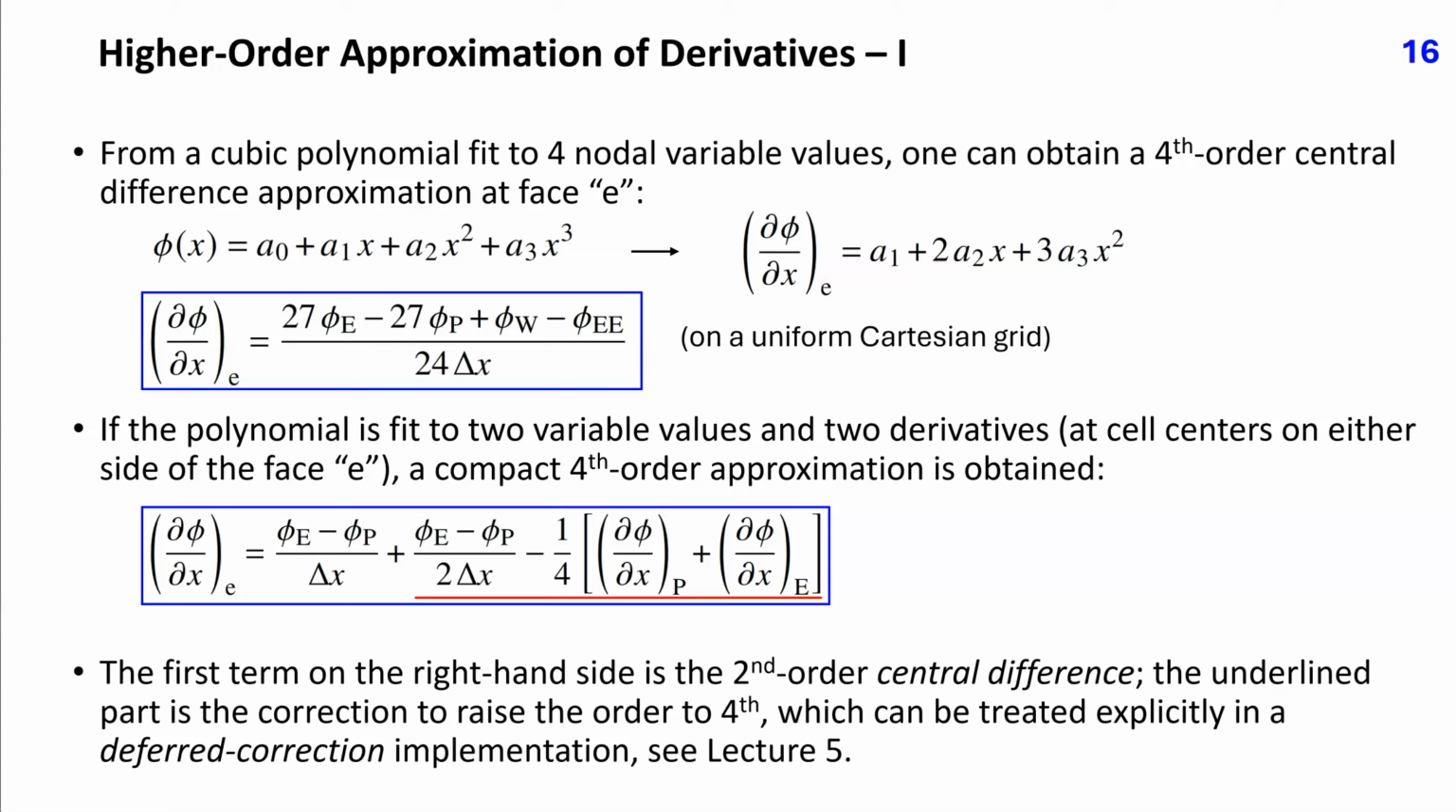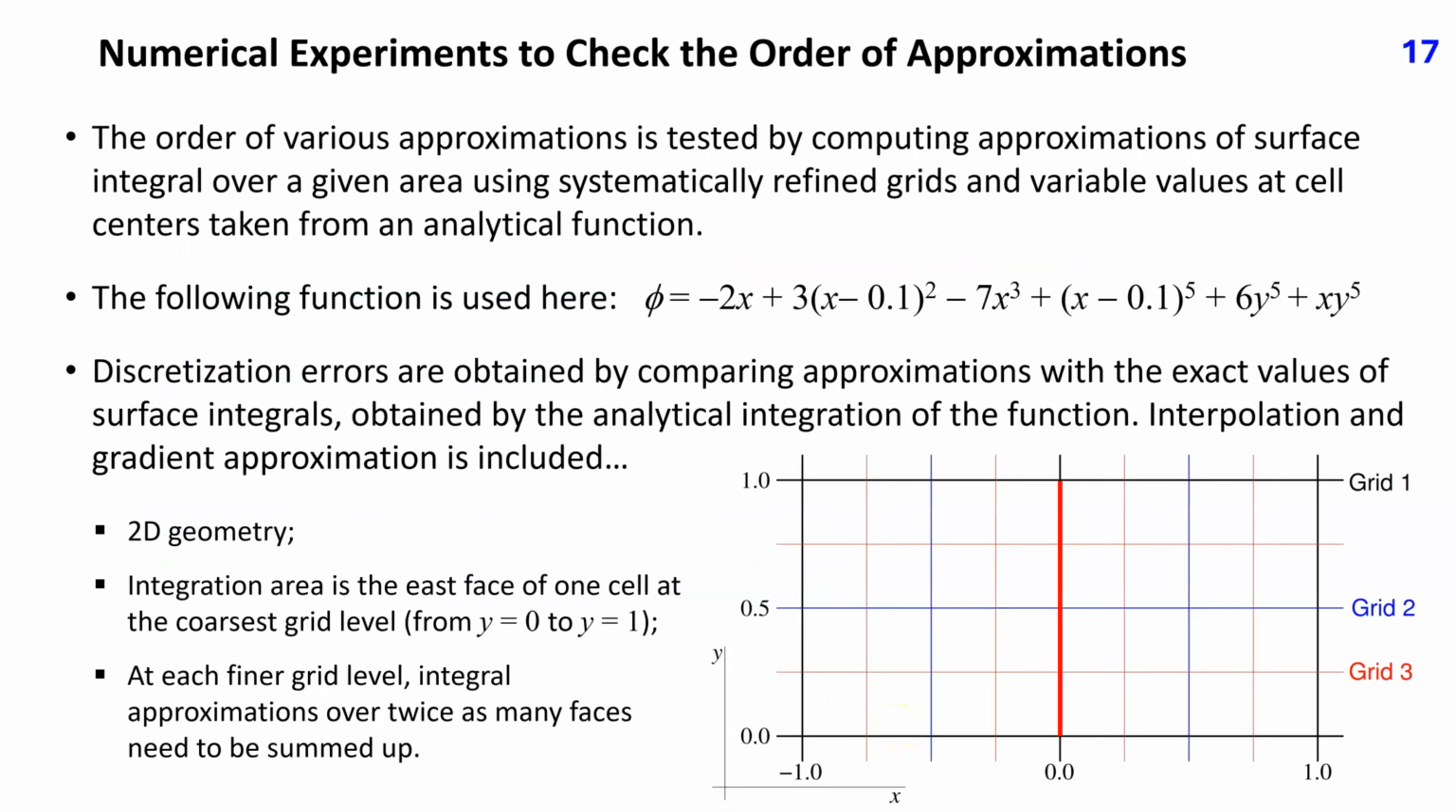Note that for the same grid spacing as in finite difference methods, the compact approximations from this and the previous slide are applied over half distance, which results in higher accuracy. Compact schemes require implementation via deferred correction. For efficiency reasons, all high-order schemes are implemented in this way to keep the computational molecule limited to nearest neighbor cells. Let us now perform some numerical experiments to test the order of various approximations.